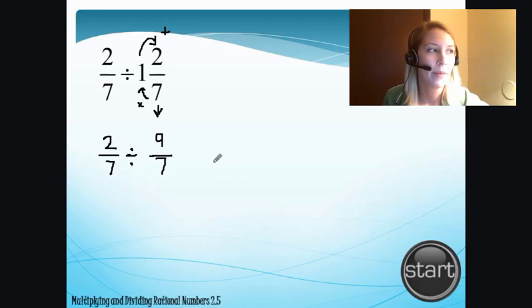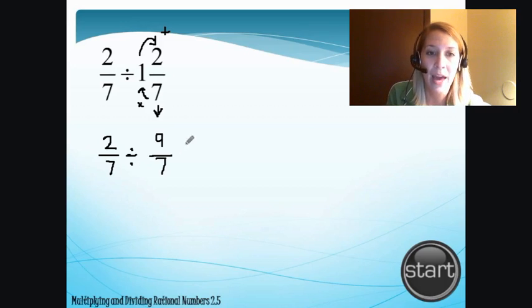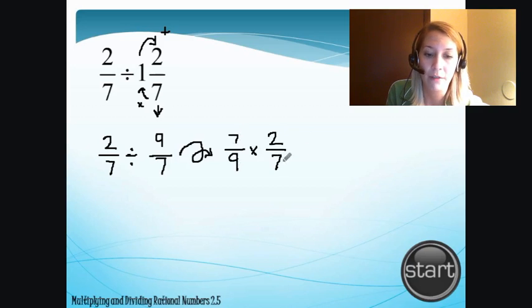And like I said at the beginning of the lesson, when dividing fractions, it's the same as multiplying by its reciprocal. So the reciprocal of 9/7 is 7/9. And that's going to be multiplied by 2/7. And from here, we can just multiply straight across. 7 times 2 is 14, and 9 times 7 is 63.